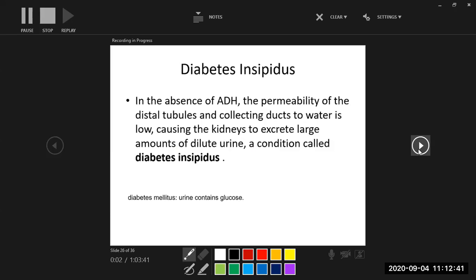And that leads to a disease called diabetes insipidus. So we talk about these two diabetes. One is called diabetes mellitus, that is the hyperglycemia, where urine contains glucose. The other is when the patient lacks ADH, he or she will pee a lot, and that is diabetes insipidus.